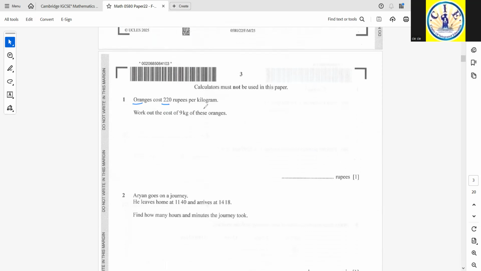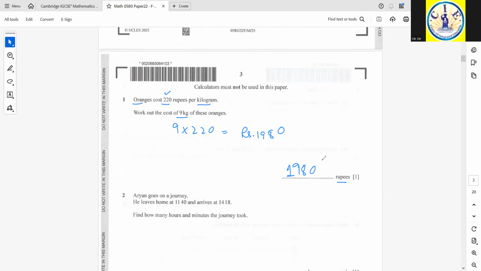Oranges cost 220 rupees per kilogram. Work out the cost of 9 kilogram of these oranges. So 1 kilogram costs 220. So 9 kilograms will cost 9 times 220. That means 1980 rupees. Since we have already written the unit rupees, the answer is 1980.